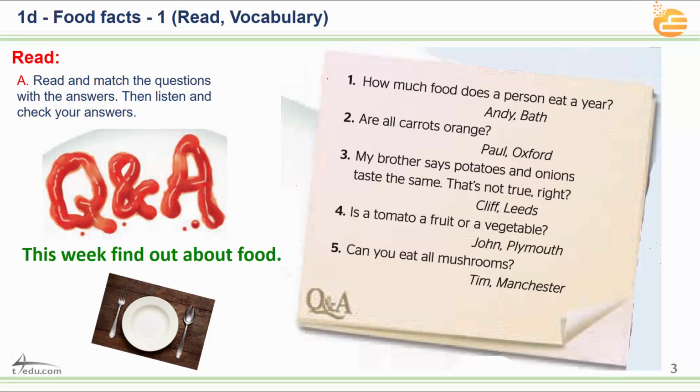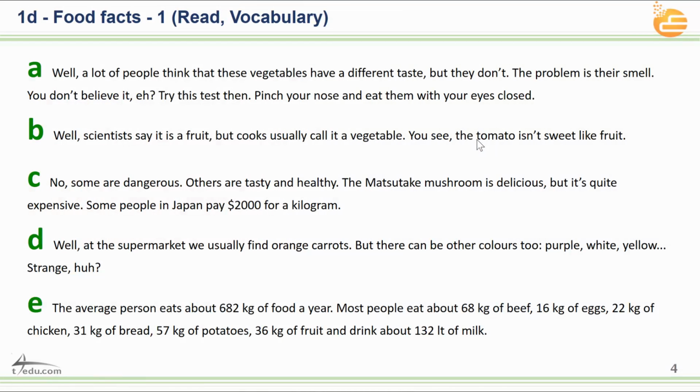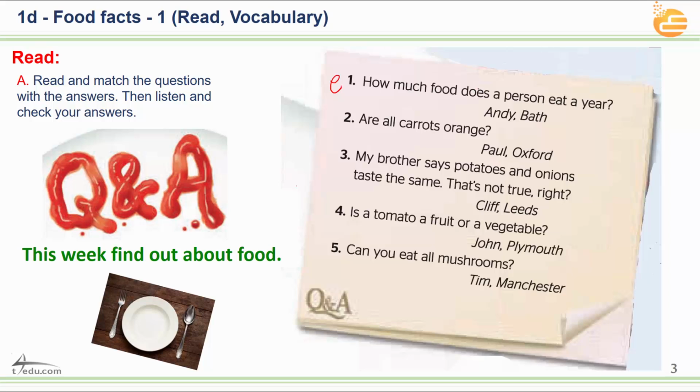So number 1, as we said, E. Okay. Number 2. What do you think about number 2? Are all carrots orange? Take a look. What is the answer of this question? Excellent. It is D. Well, at the supermarket we usually find orange carrots, but there can be other colors too. Purple, white, yellow. Strange, huh? Yes, it is strange. Really, it is. So we said number 2 with D. Okay, this is D.